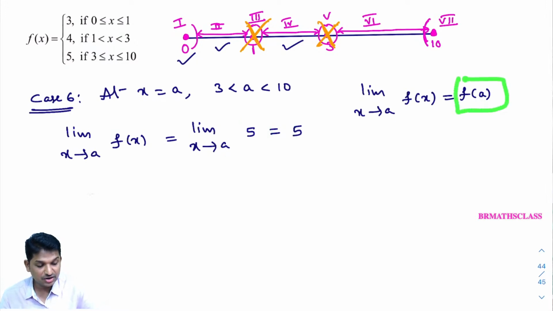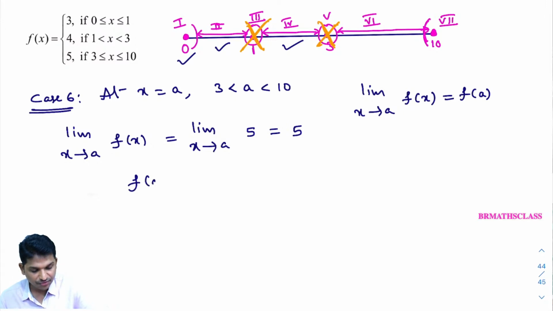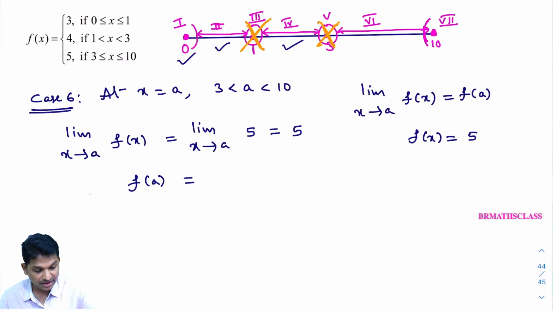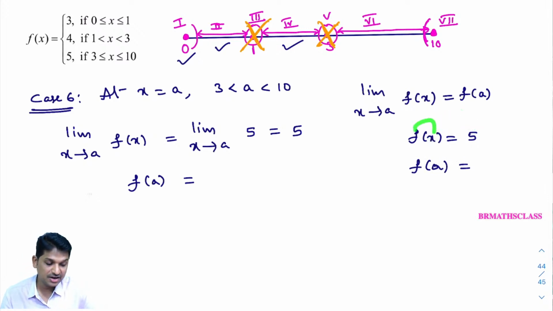Now I need to calculate f of a. To calculate f of a, you need to know which function to choose. In this case, the function is 5. As f of x is a constant function, f of x is 5. What is f of 100? F of 100 is 5 because this function is nowhere dependent on x. F of 1000 is what? F of 1000 is 5. What is f of a? F of a is also 5, right? So f of a is 5.